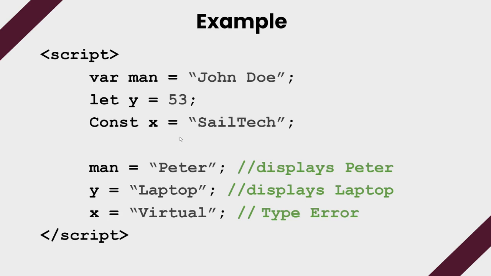So for a quick example of this, you can see we have the same examples we had before: the man variable name, the y variable name, and the x variable name. The man variable is declared with the var keyword, the y is declared with the let keyword, and the x is declared with the const keyword. Now for the man variable name, we've assigned it a value of John Doe, which is of a string type, but we've also re-initialized it with a value of Peter. And this would actually display Peter rather than John Doe.